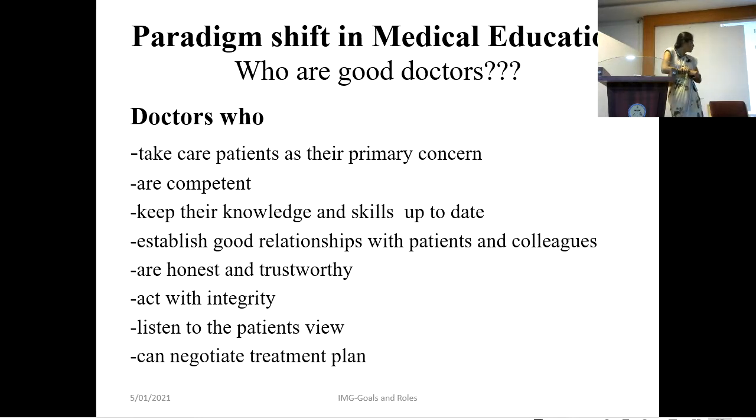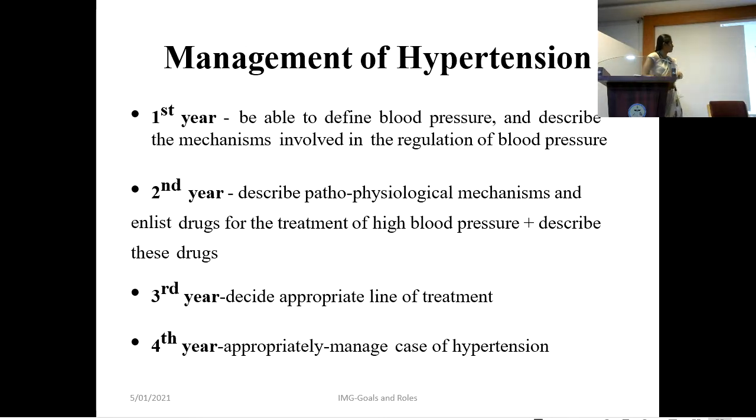Next, can negotiate the treatment plan. The ultimate care should be what? Your primary concern should be patient care. Not just because the patient told you, you will do it. For this patient, you know better. You are trained in this. They do not know. So you should be able to negotiate the treatment plan correctly. Then only will you be called a good doctor.